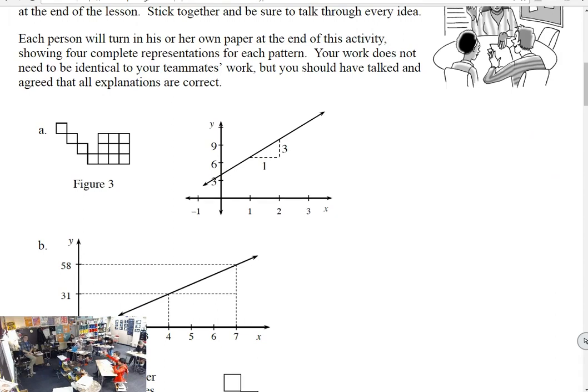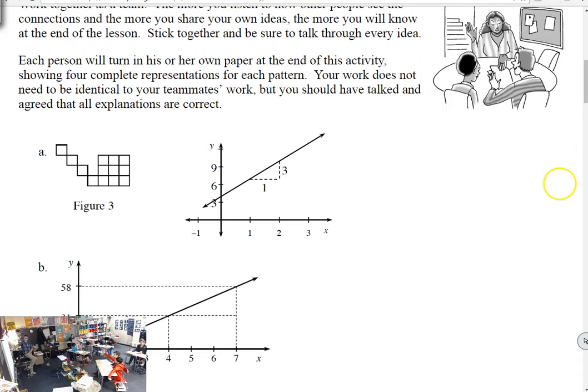Now, the ways we can represent it. So 4 ways. Table. The figure, the representation of blocks, what it looks like. A graph of x and y, giving them values. What is x? What is y? Like y might be how many blocks, x might be how many figures. And an expression, a rule.